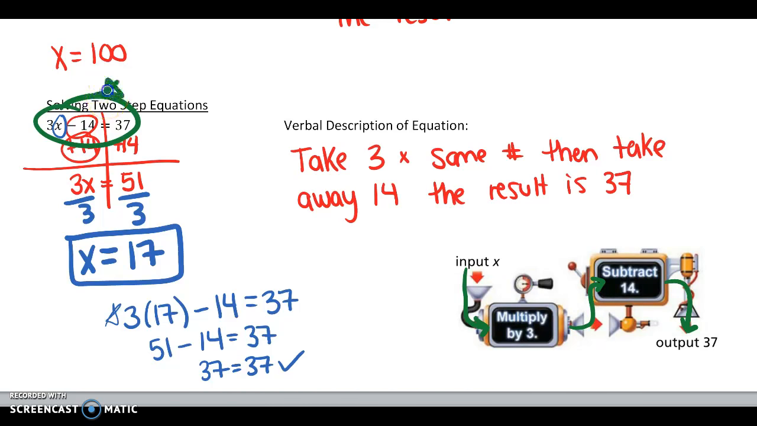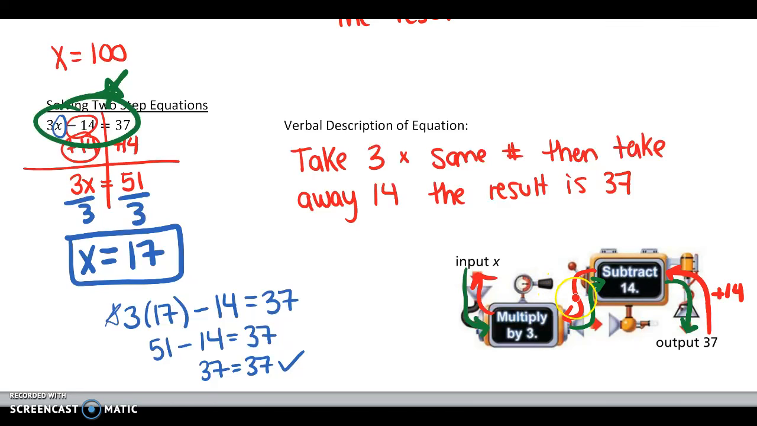Okay, that's what this equation says. 3x minus 14 equals 37. So multiply x by 3, subtract 14, you get 37 as an output. When you're solving an equation, instead of going forwards through the function machine, you're going backwards. So I would go this way. I'm going to start with 37, and if I'm going forwards, I want to subtract 14, but if I'm going backwards, I want to add 14.